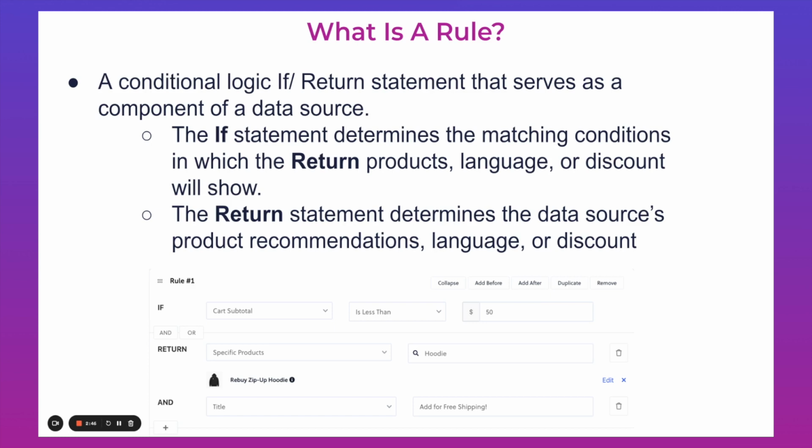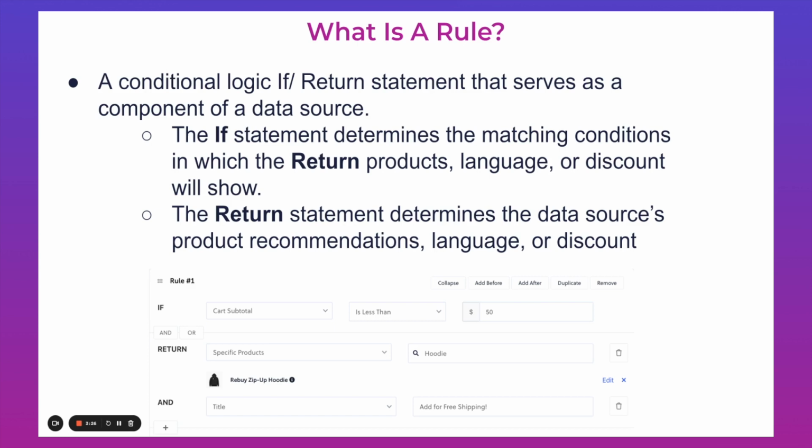So if we think about how each data source has one or more rules, what are those rules? These are conditional logic statements that have an if and a return. The if statement determines the matching conditions in which we show the return products, language, or discounts within said widget. The return is what we're showing when the if statement matches. So in this case, our if statement is saying cart subtotal is less than $50. We would want to show within the widget that this is associated with the Rebuy zip up hoodie with a different title than what is standard for that widget. Your standard widget title might say you may also like, but in this case, we want to override that.